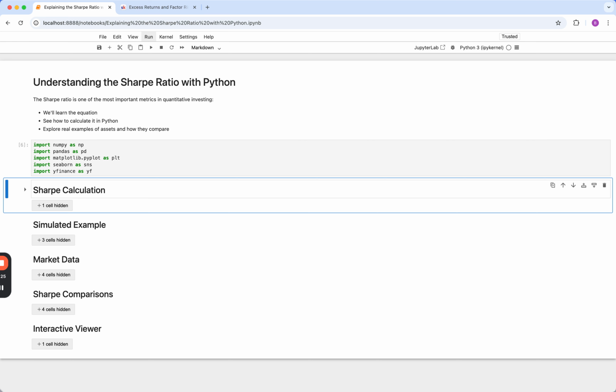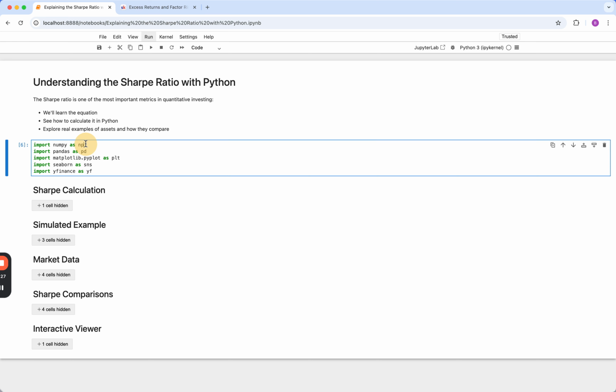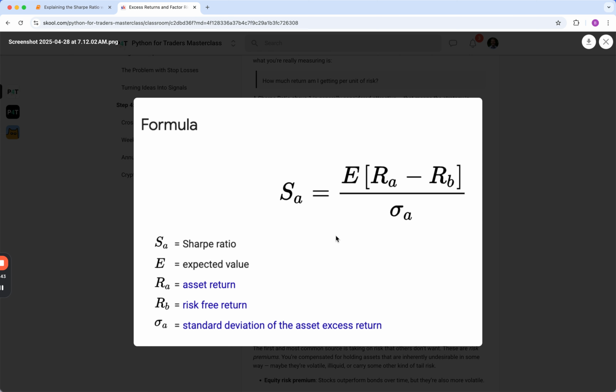So first off, we'll have some basic imports: NumPy and pandas for the data and the simulation, Matplotlib and Seaborn for the visualization, and then Yahoo Finance will be used when we get to some of these real market data examples down here. But first, before I jump into the code, let me show you what the Sharpe ratio is mathematically so you can get a sense for what we're calculating here.